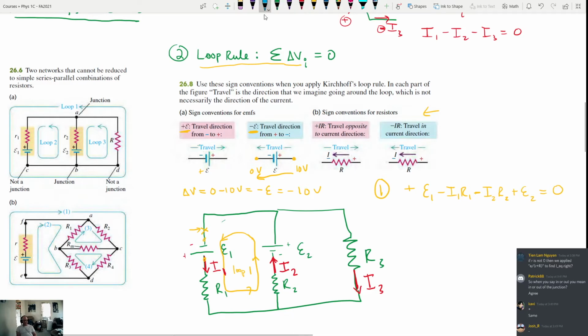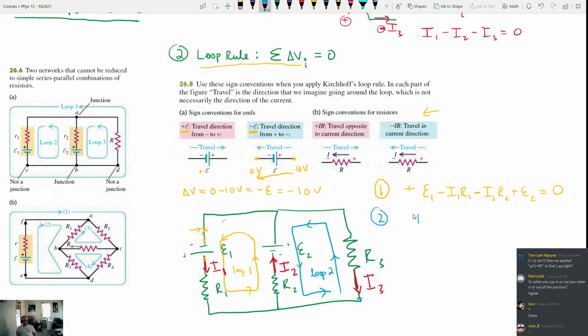Let's use blue. Let's do this loop just a little bit differently. Let's start here, and let's go around the loop in this direction. Okay, so my loop is going to go like this. It does not matter how you do this, because it'll all work out regardless. If I start here and I'm going against the current, I'm going to have an I3, R3. This is loop number 2.